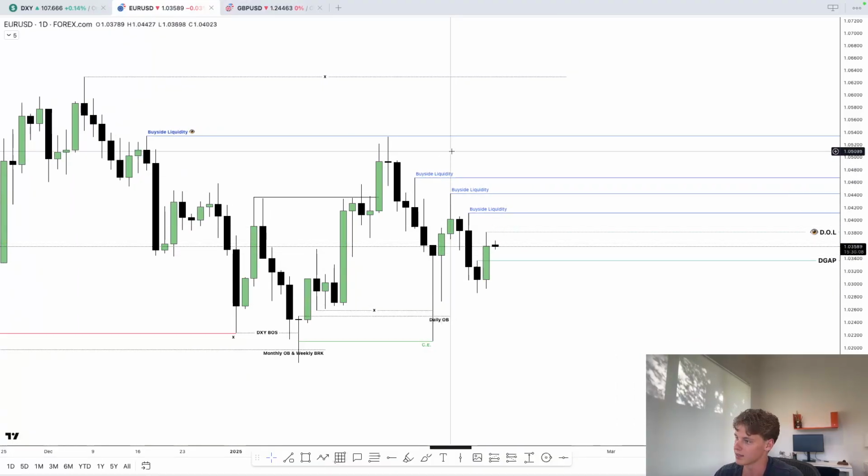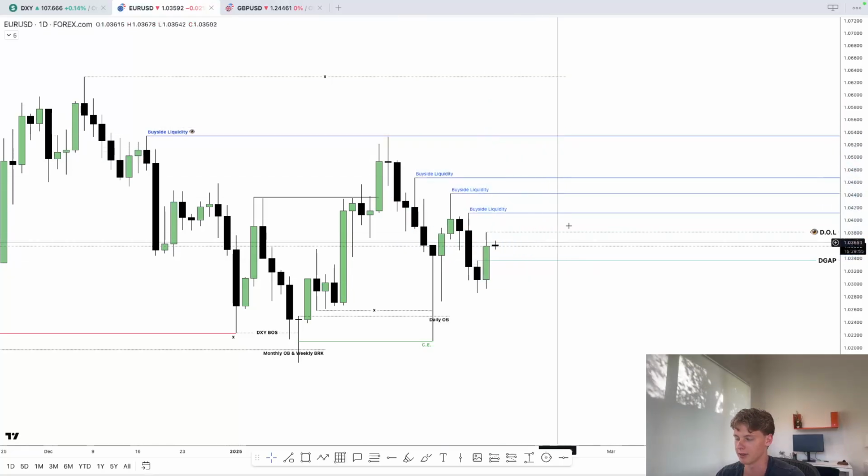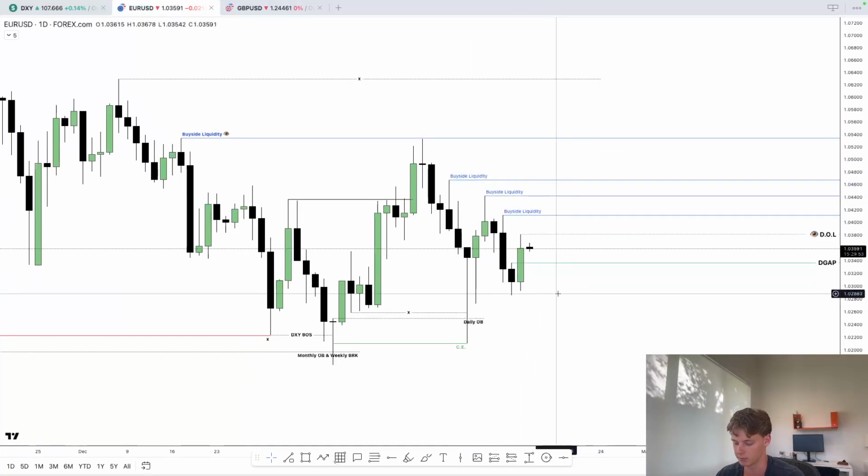As I'm bearish on the DXY, I'm definitely bullish on the Euro. This is one of my main targets, obviously not for today. But for CPI, I want to see just a big movement up. I'm definitely still bullish on the Euro.